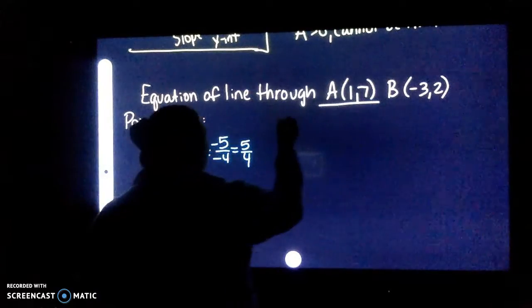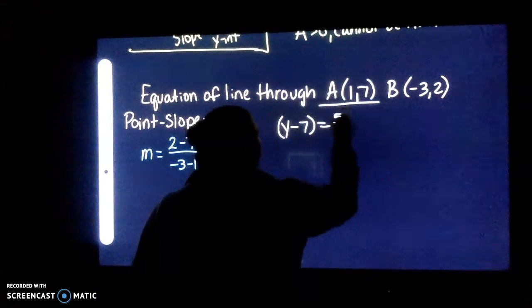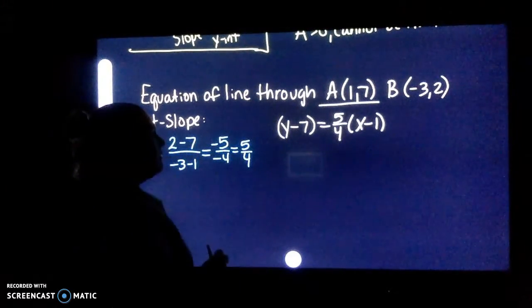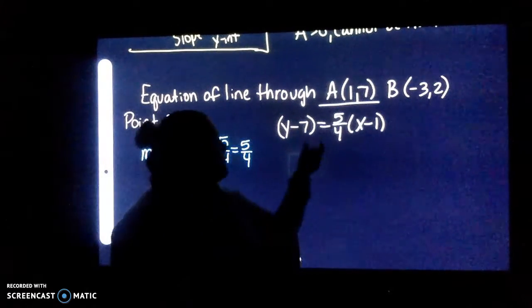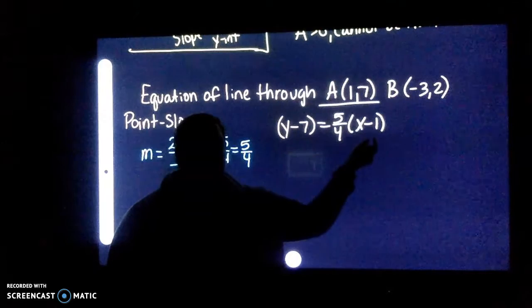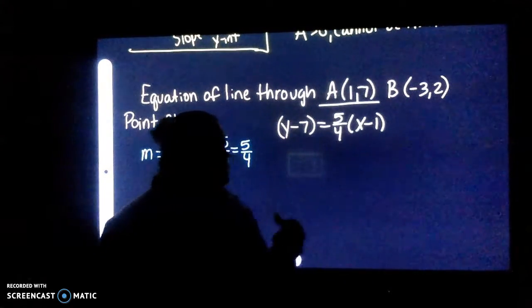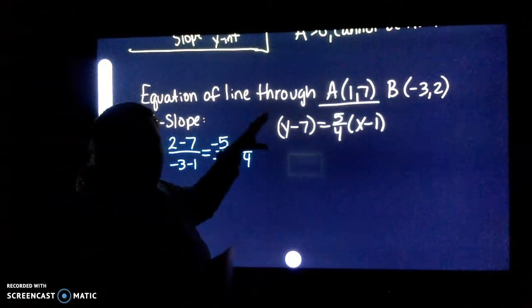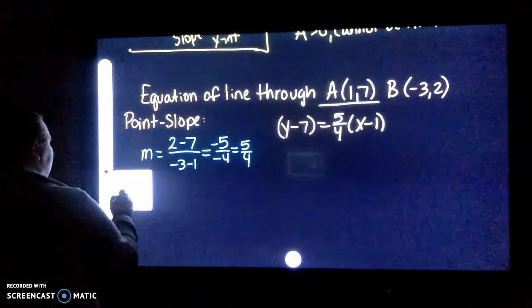It'll still work out the same. So I have y minus 7 equals my slope 5/4 times x minus 1. I have a fractional slope, so there's 2 ways you could do it. You can either multiply the slope into this x minus 1, or we can split it up and divide out later. My goal now is to change this point slope form into slope intercept form, just to see what can happen. So I'm going to split it up.